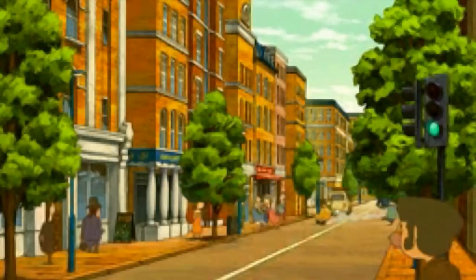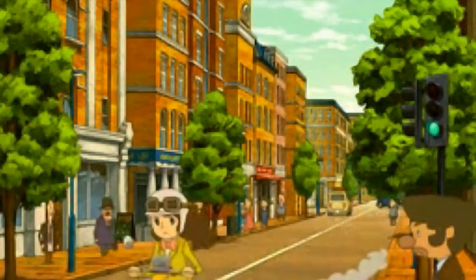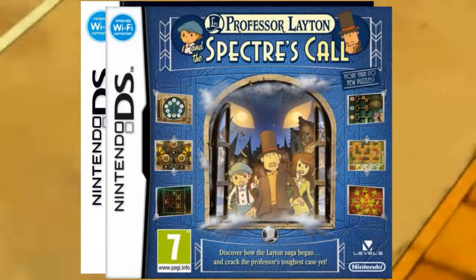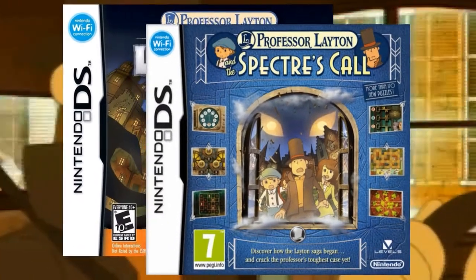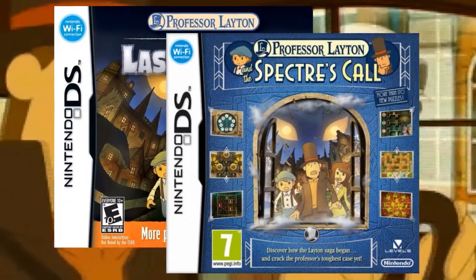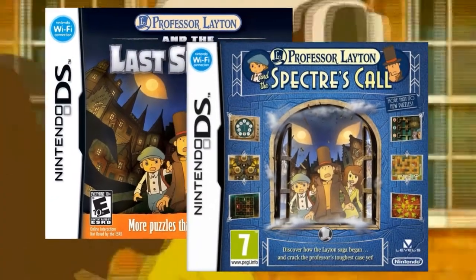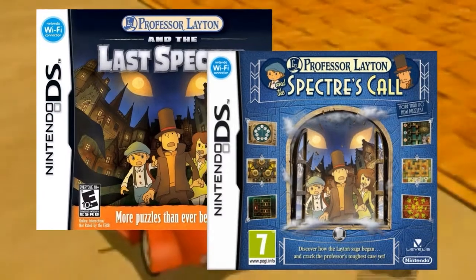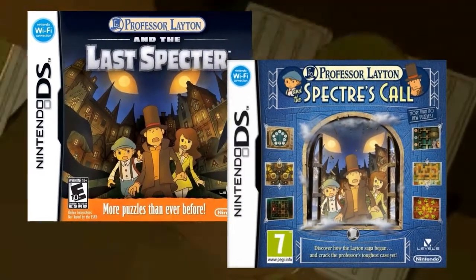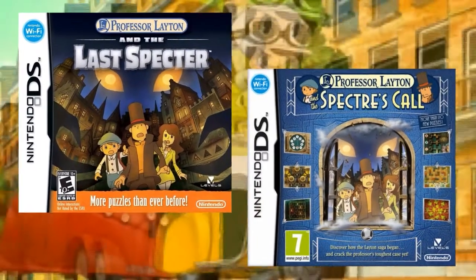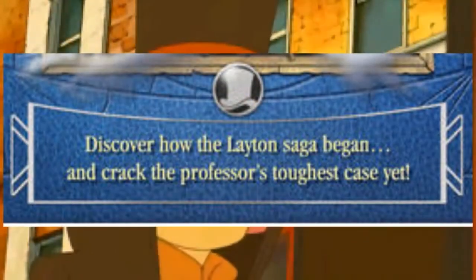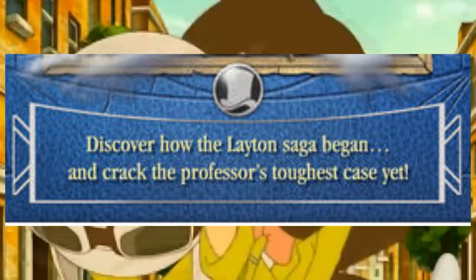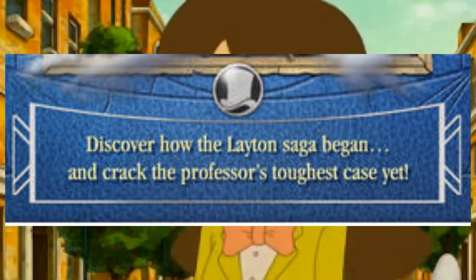In this example, the window is a literal window. One difference between the American one and European one is that the title is Specter's Call, instead of The Last Specter, which I really like. Specter's Call just sounds more mysterious, and the title stylization looks even nicer than the other releases. Europe's cover also has the addition of a tagline below the window. Discover how the Layton saga began, and crack the professor's toughest case yet.